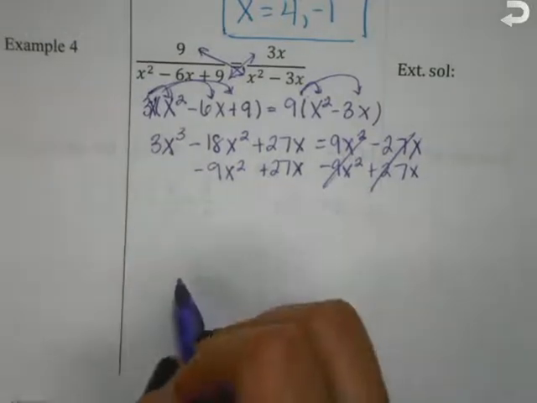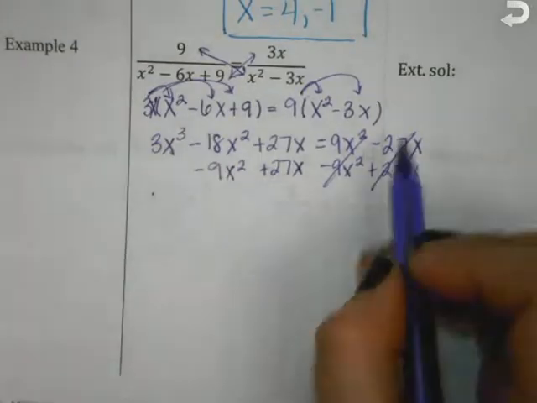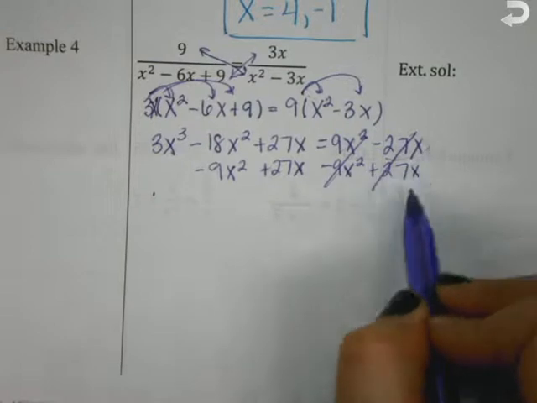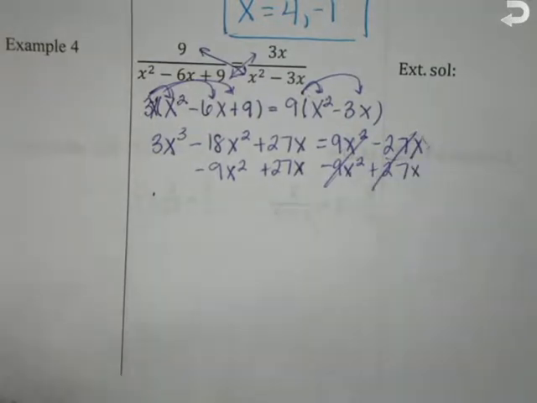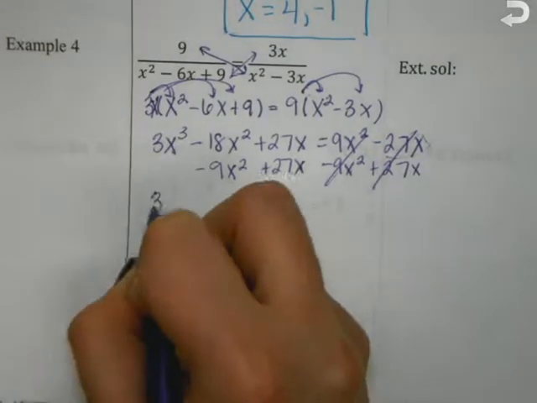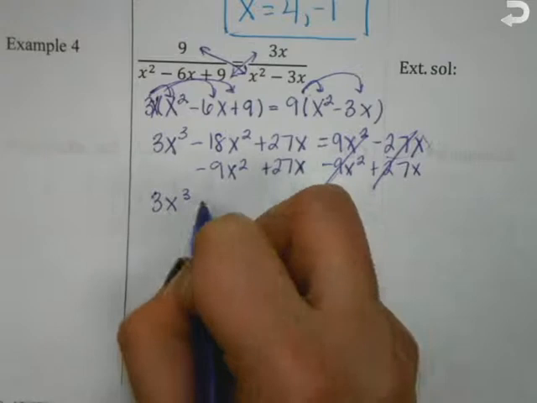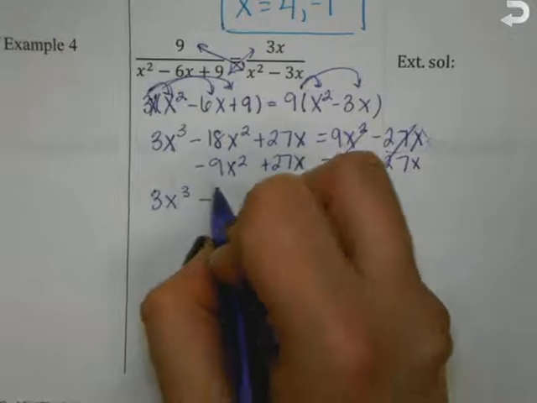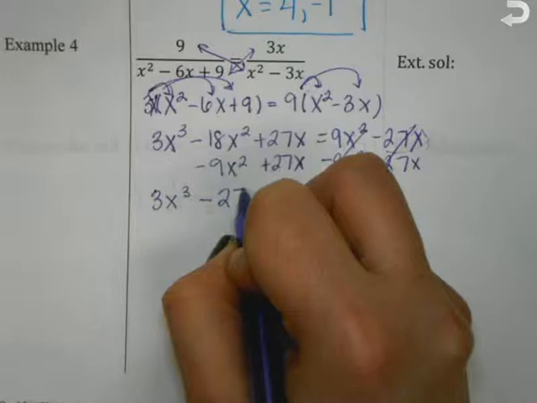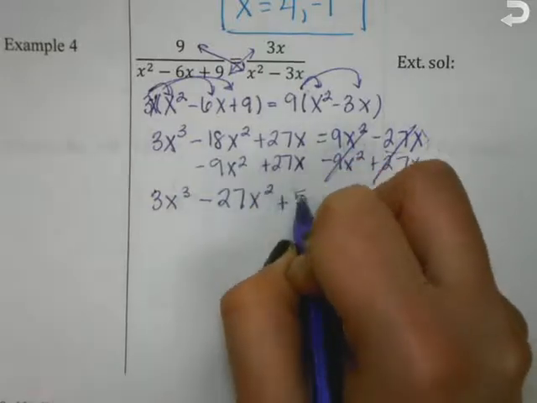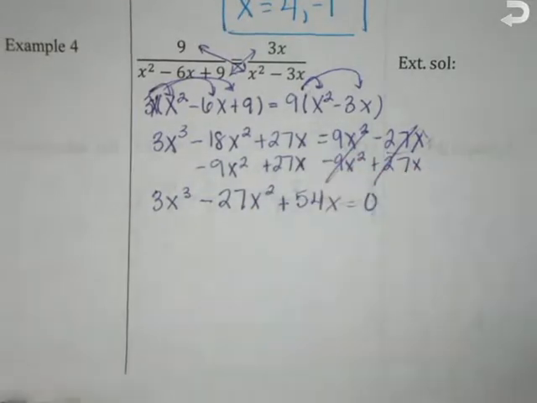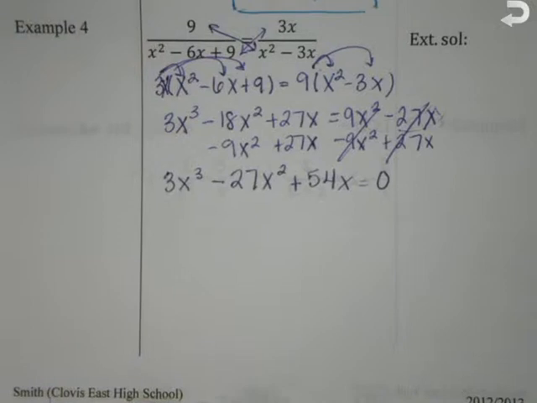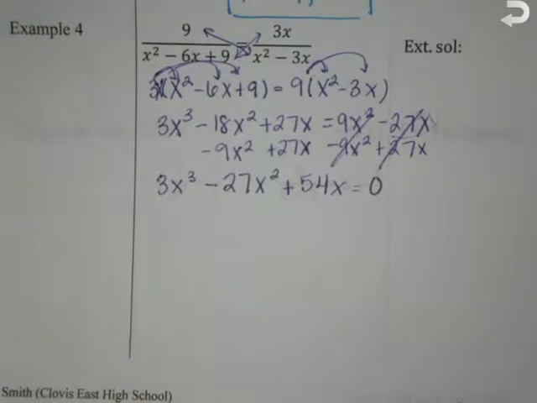3x to the third minus 27x squared plus 54x equals 0. Don't worry, guys. There's a GCF. Does anybody see it? 3x. So factor out a 3x, and that's going to give you x squared minus 9x plus 18. That should look a little more manageable.